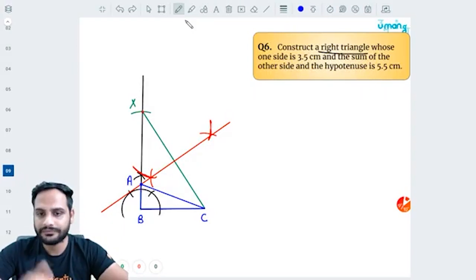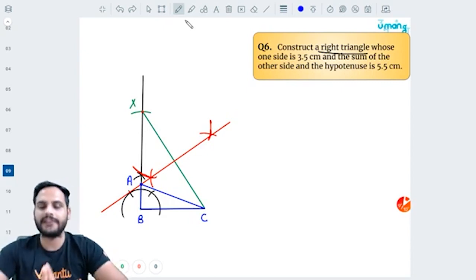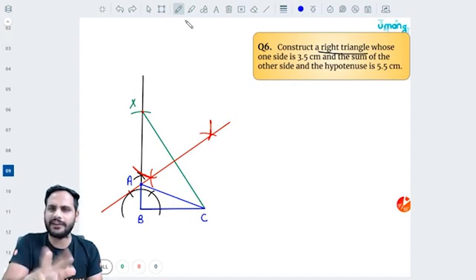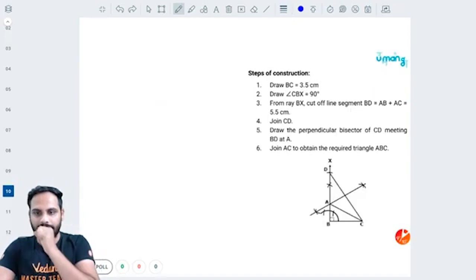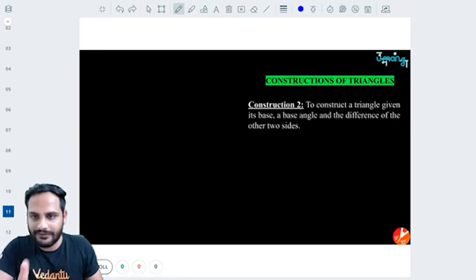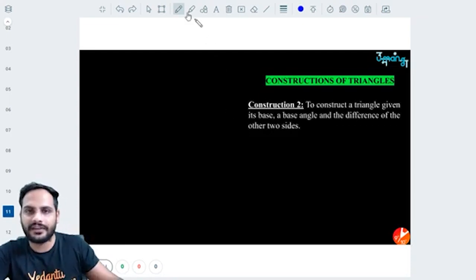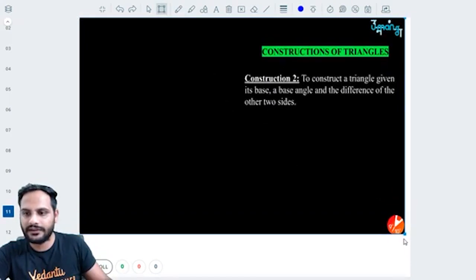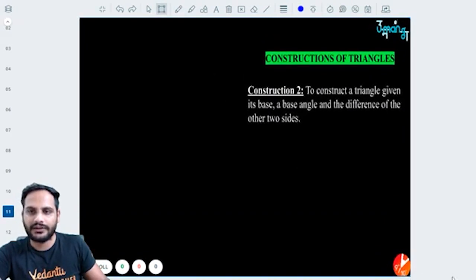Same method. Now, when the difference of the sides is given, the method is approximately same. One small change will be there in one of the steps. So let me discuss that part. Okay. Now, remember, whenever the difference of the sides is given to you, the first thing which you need to understand very clearly is how that difference is given. You need to be very careful in how that difference is given. I am giving you two diagrams over here.